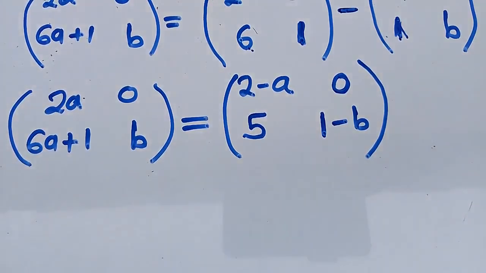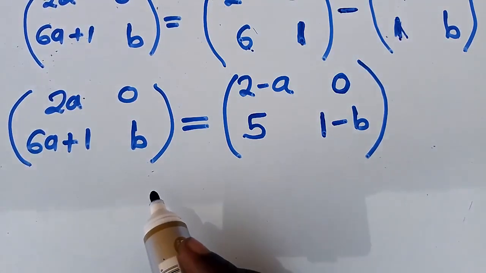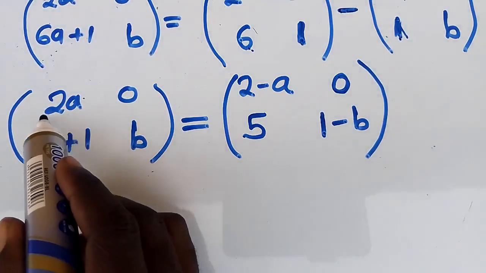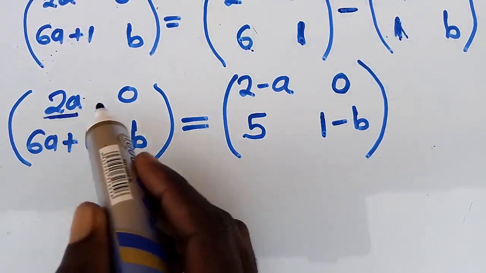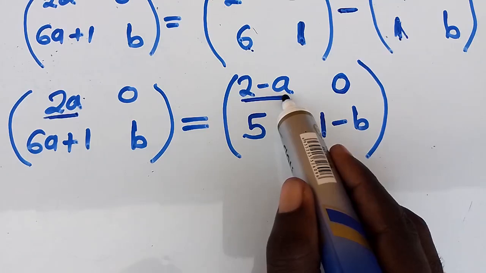So now, don't forget your aim. Your aim is that we find the value of a and b. So how can you find the value of a and b? What you are going to do is this. This one here, if I get this one, its corresponding value is this one here.